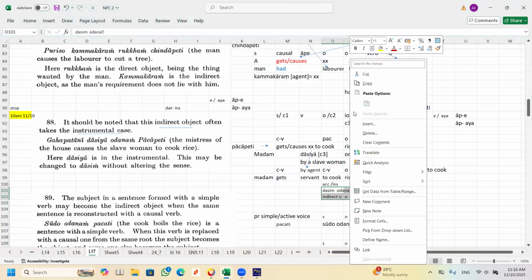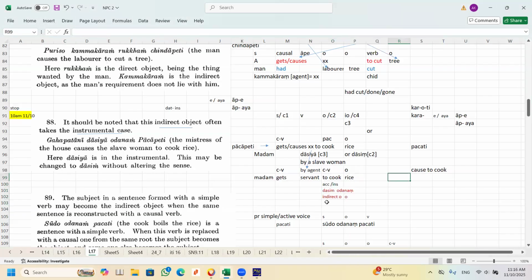Okay, this one. Dasim, object. Both are objects. Correct. One is slave, one is rice. So this is one way. Another way, you use this word, dasia. Dasia is instrumental. Then plus odana. Both are okay. That means this is double accusative.